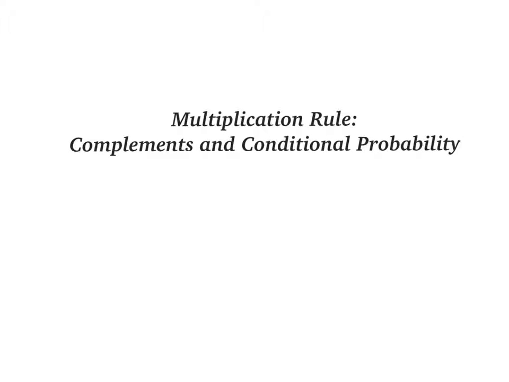All right, guys, today we've got the multiplication rule with complements and conditional probability. It's going to be the word "and" again, but with some special cases. So let's see what they look like.